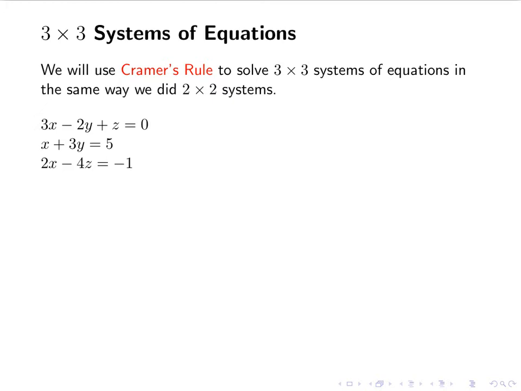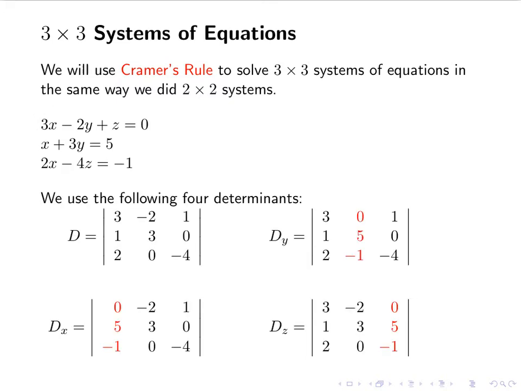So we have 3x minus 2y plus z equals 0, x plus 3y equals 5, 2x minus 4z equals negative 1. We're going to have the same type of determinants that we had before, except now we're going to have four matrices. So D, we have the coefficients of our equations on the left-hand sides. So for x, we have 3, 1, and 2. For y, we have negative 2, 3, and 0. And for z, we have 1, 0, and negative 4.